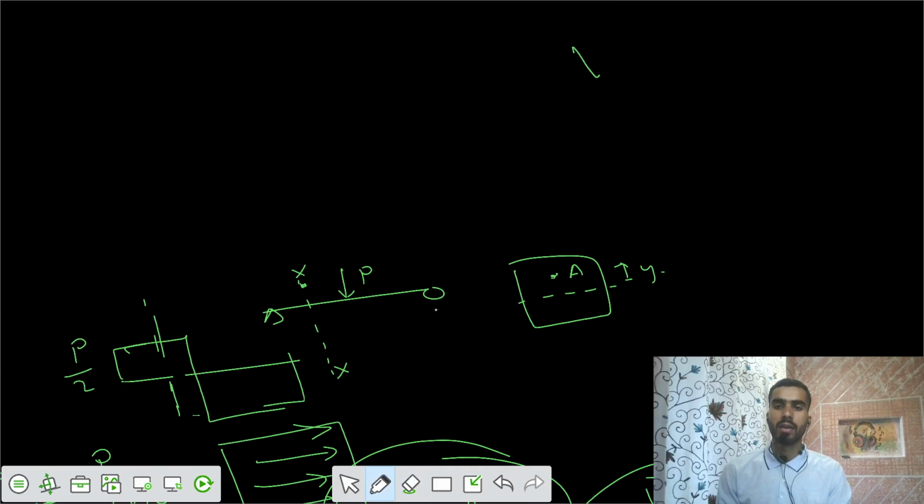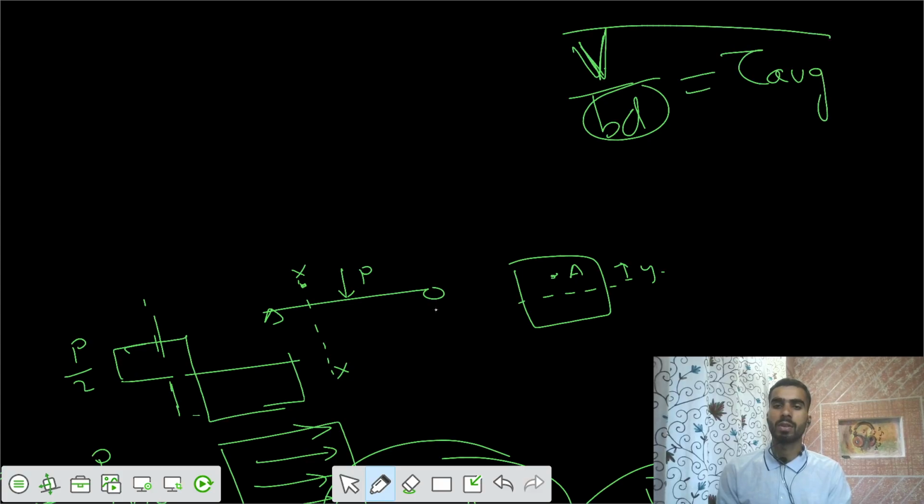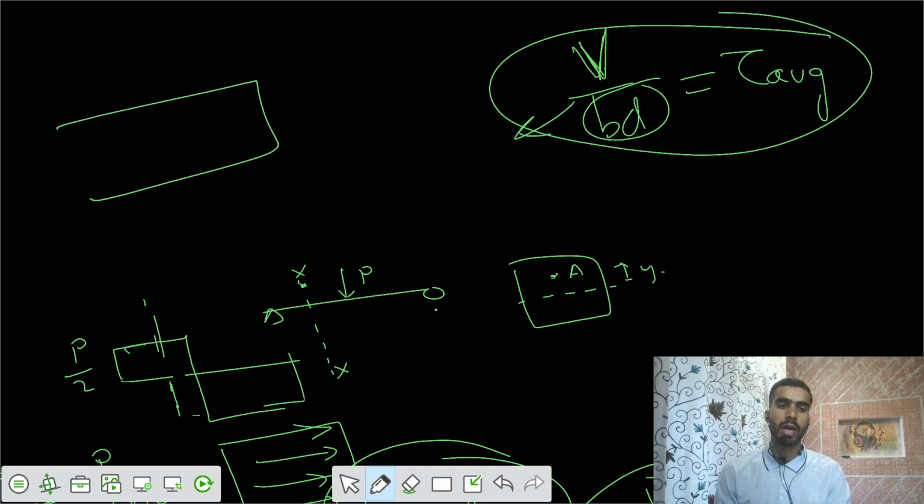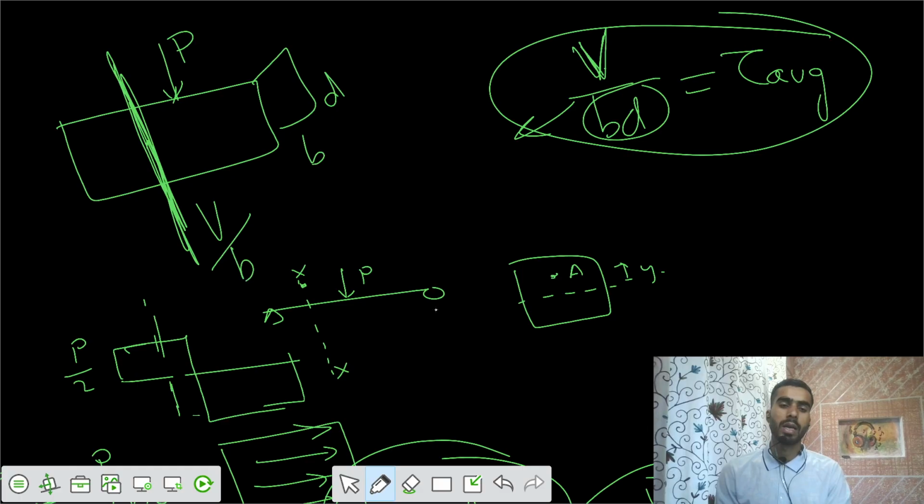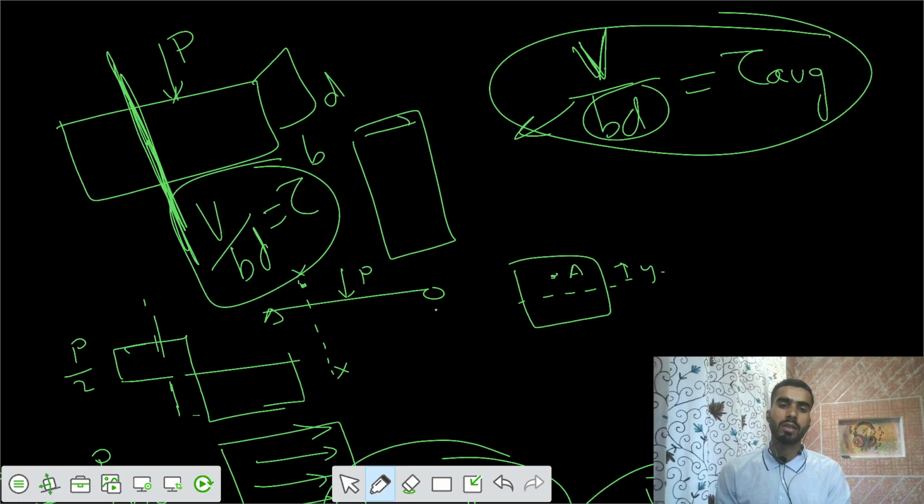We call the shear stress V by BD. There is some shear force on the cross section, and we divide by area. We get some shear stress, which we call tau average. That means because of the transverse loading, you had some beam and applied some force. At a particular point there will be some shear force V, and you say what is the cross section? Then I would say shear stress equals V by BD. So it is a constant function, V by BD.